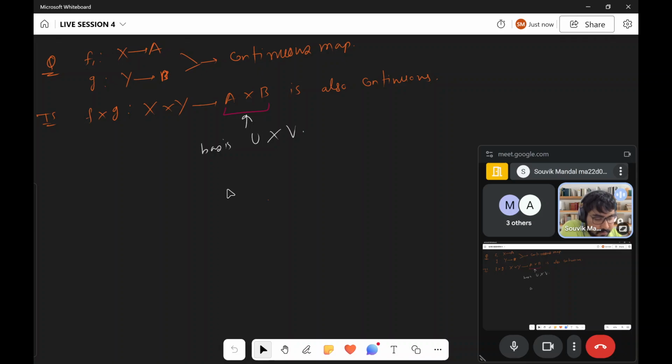Any idea how to approach this problem? I mean, you just need to observe how the inverse image of U cross V under F cross G will be. That's the only thing you need to do.